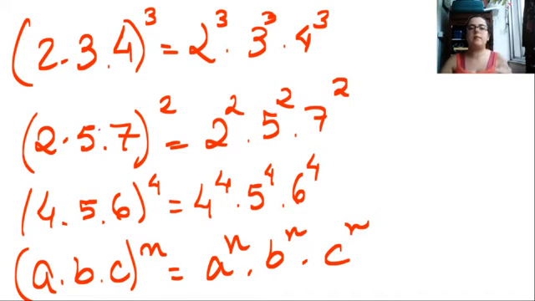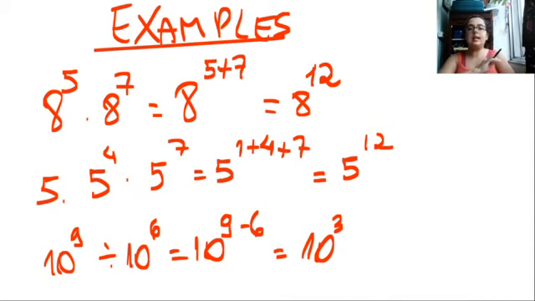The same as here. I have everything elevated to the second power. 2 elevated to the second times 5 elevated to the second times 7 elevated to the second. Again here, 4 elevated to the fourth times 5 elevated to the fourth times 6 elevated to the fourth. In a generalization, a times b times c elevated to the nth exponent, I have a elevated to the nth times b elevated to the nth times c elevated to the nth exponent, okay? Now let's see some numerical examples.